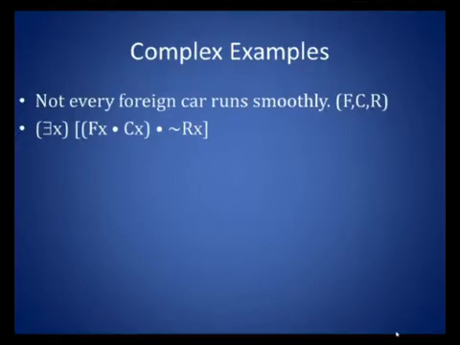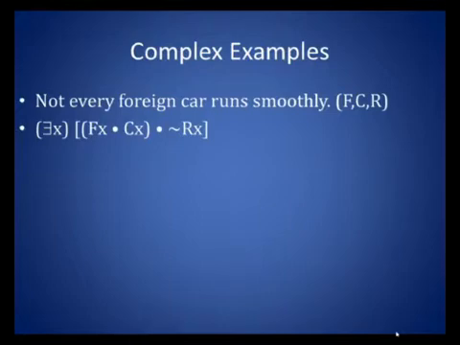Notice what's being said in the symbolic translation here. I'm saying that there exists an x such that x is foreign and x is a car and x does not run smoothly. The first statement doesn't claim that every single foreign car does not run smoothly. What it's saying is that there's at least one foreign car out there that doesn't run smoothly.